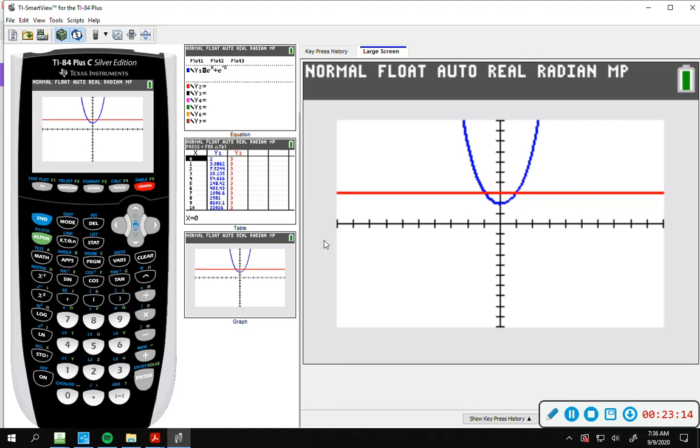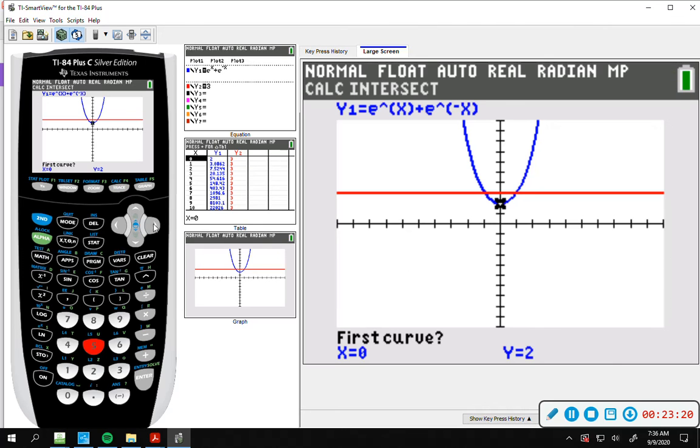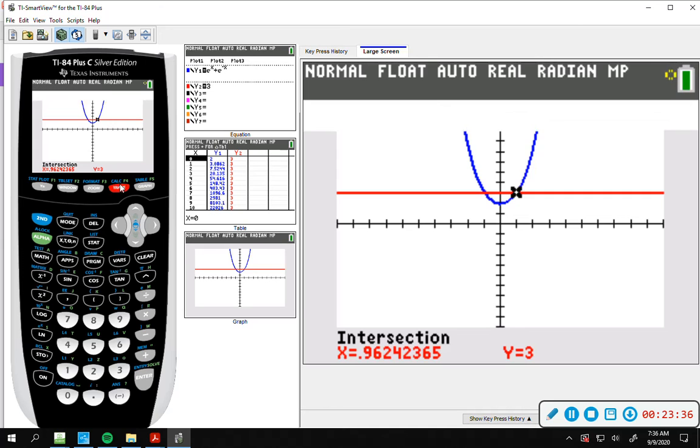How do I find these solutions? Second calc, 5 for intersect. Cursor to the right, get as close as you can to the intersect, and hit enter 1, 2, 3 times. There's the answer that we had. Just in case you want to see it one more time, second trace for calc.